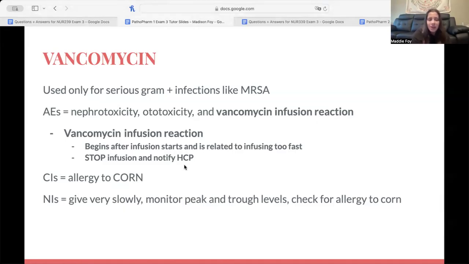Another unique thing about it is patients who have an allergy to corn cannot take vancomycin. So you have to test for a corn allergy, which is relatively bizarre as far as allergies in medicine go. But definitely ask about a corn allergy. That puts them at a risk for reaction. And then because of that risk for the vancomycin infusion reaction, you have to give it very slowly. And just like gentamicin, you have to monitor those levels and do the drug serum levels relatively frequently if a patient's on vancomycin.